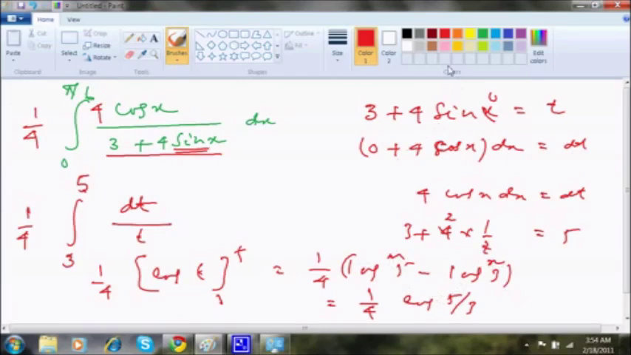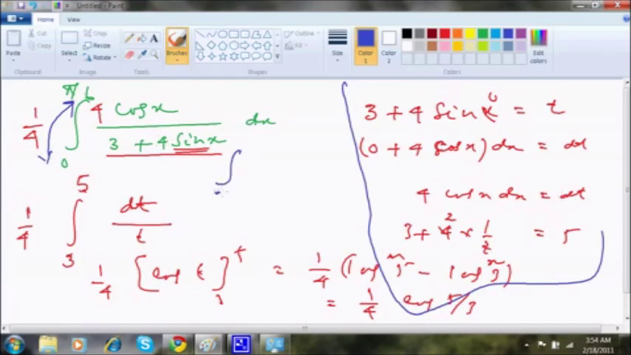Please join the next video where I'll be taking care of the limits. You do not have to bother about all this stuff, that if there is a substitution, the limits change. You can get rid of this in the next video and make your definite integration more comfortable.